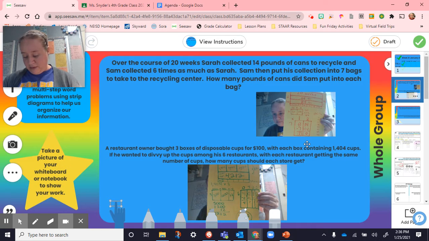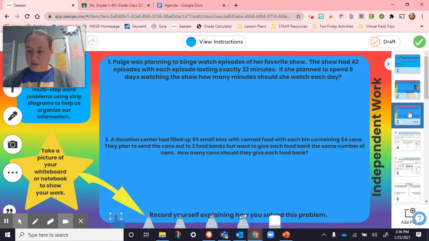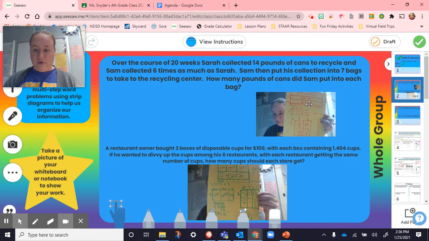All right, then after that, right here on page 3, you guys had these two problems. So the problem with Paige, the problem with the donation center. Same thing, you're taking a photo of your work, put your work in this little box here, and then record yourself. How did you solve this problem? What steps did you take? Just like I modeled on these, you're not just going to say, oh, first I divided and I added and blah, blah, blah. We're not doing that. We're going step by step.